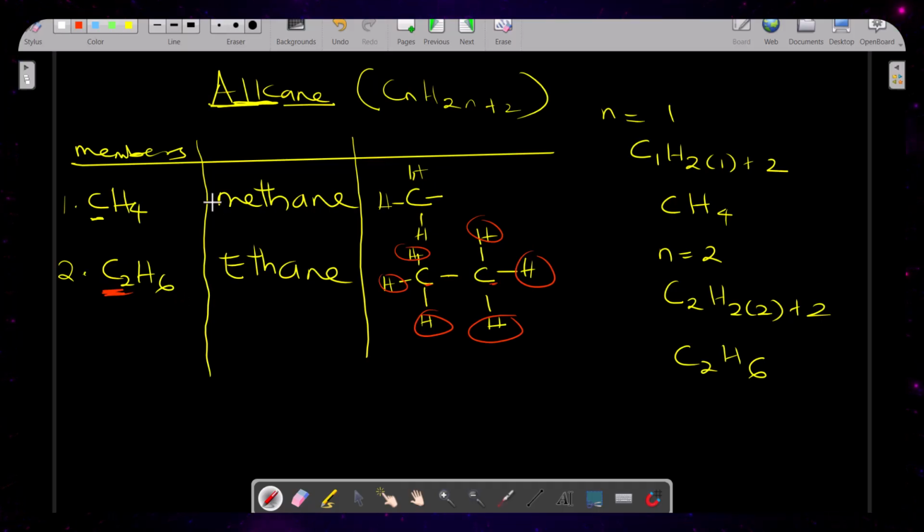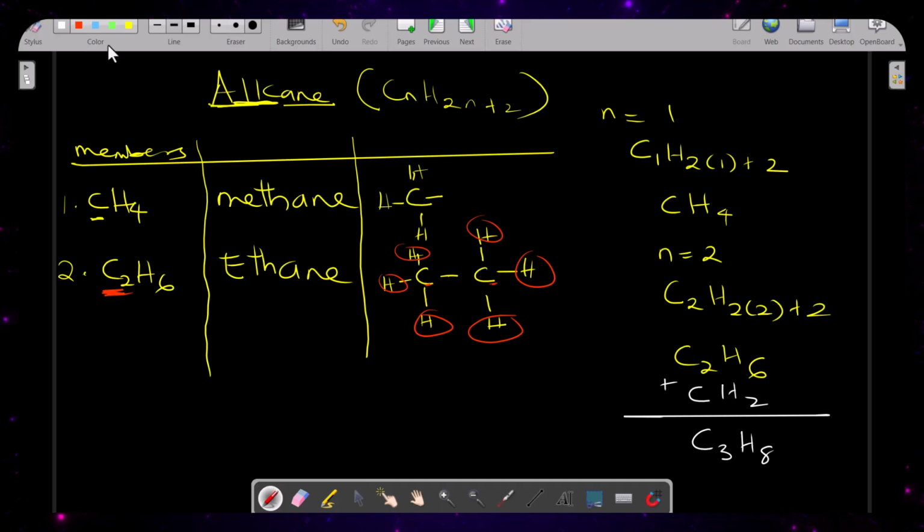So I want to write the next one, but I may not write the next one using this formula again. Let me change the system I'm going to use to write the next one. I know that each member differs by what we call the methylene group. And the methylene group is given as CH2. I want to write the next one, so I'll just say plus CH2. So C2 plus C will give me C3. And H6 plus H2 will give me what now? H8.